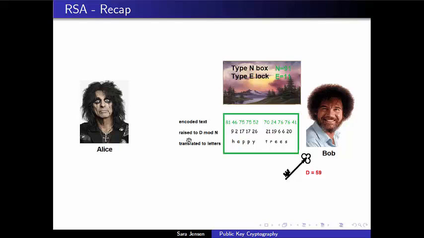Now, all Bob needs to do to decode the message from Alice is take the encoded text, which he has the numbers for right here, and each one of these numbers will be raised to the Dth power and modded by his public number, 91. So 81 raised to the 59th power, then modded by 91 should give me 9. 46 raised to the 59th power and modded by 91 should give me 2, and so on and so forth. Then Bob uses that standard key to go from these numerical values to these letters.